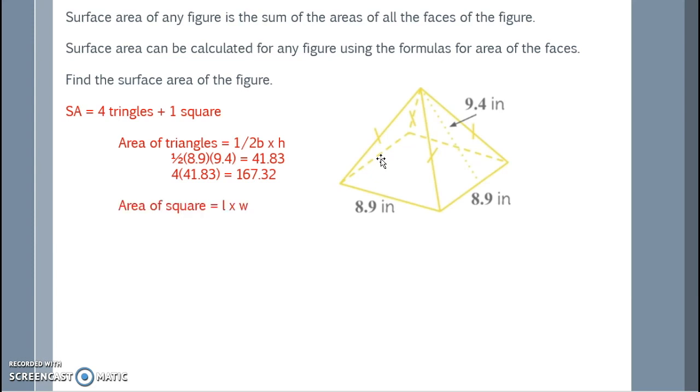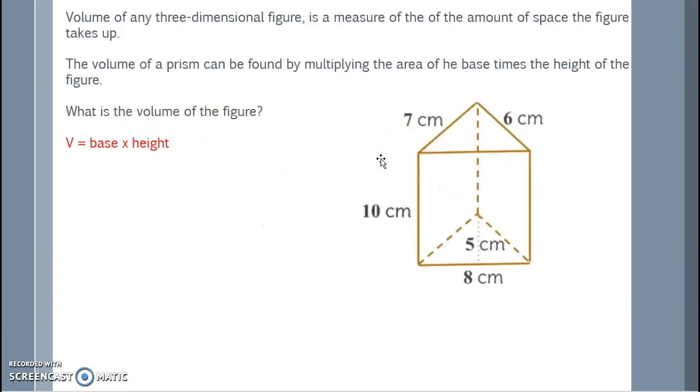The area of the square is length times width. So 8 9/10 times 8 9/10 gives us 79.21. Adding them all together, we get 246.53 square inches.